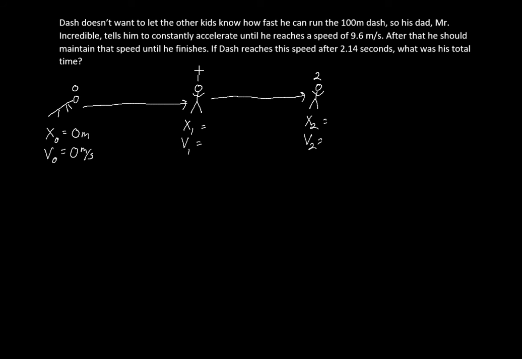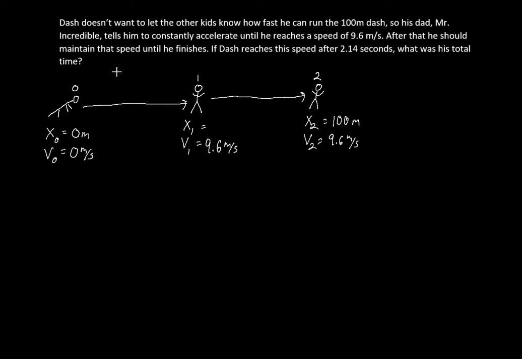Over here, this specific time point was actually when he reaches that speed. So we know at this point his speed is 9.6 meters per second. And if he listens to his dad's advice, he's going to keep going at that speed, 9.6 meters per second, until he finishes the race. So we don't know when it is that he reaches this, what position it is, but we do know out here he's finished a 100-meter dash.